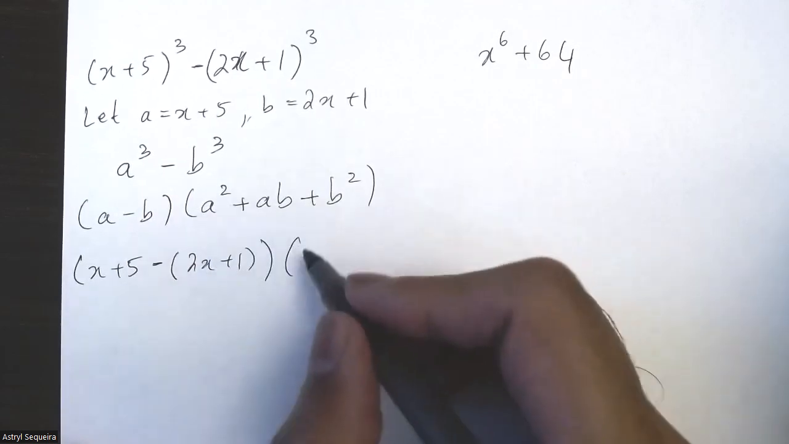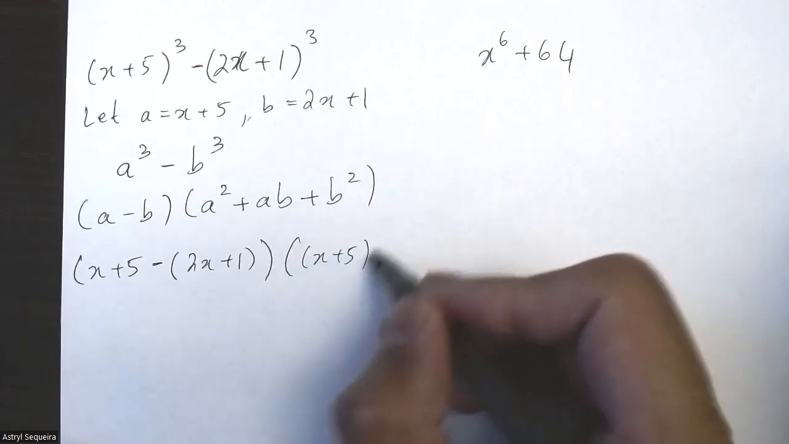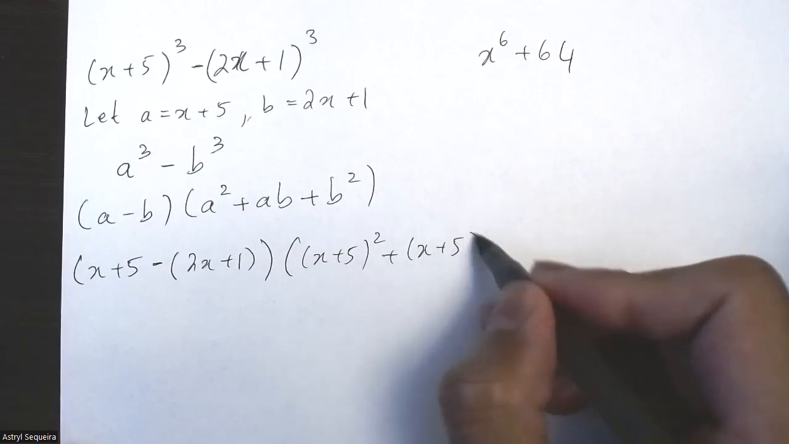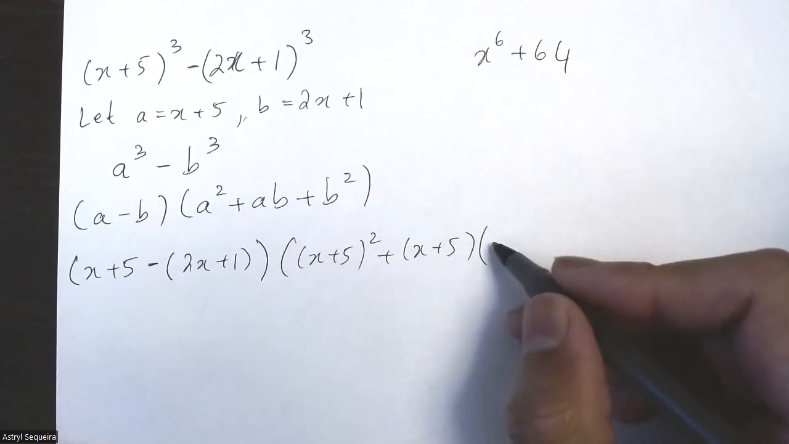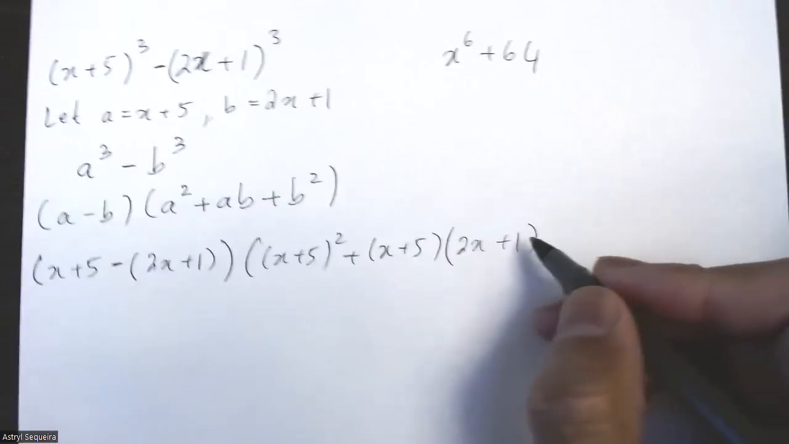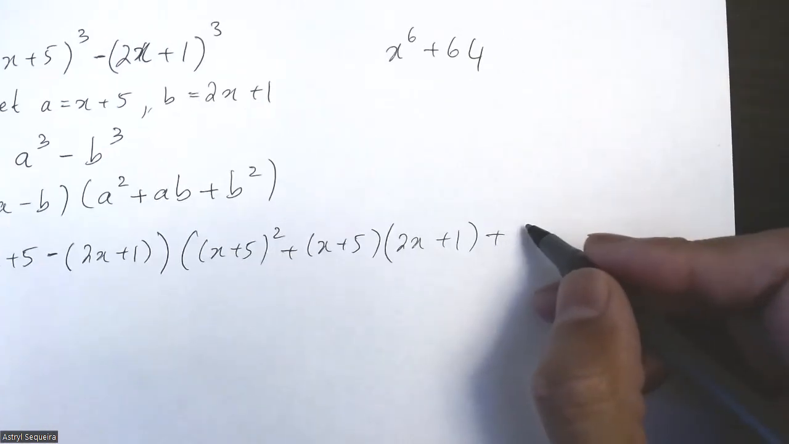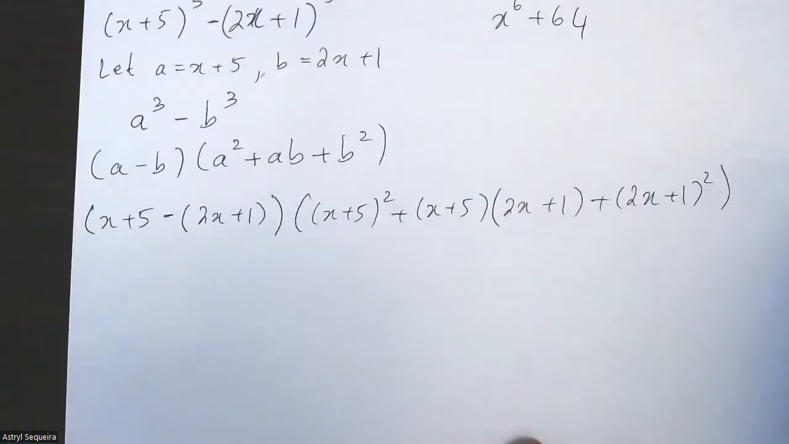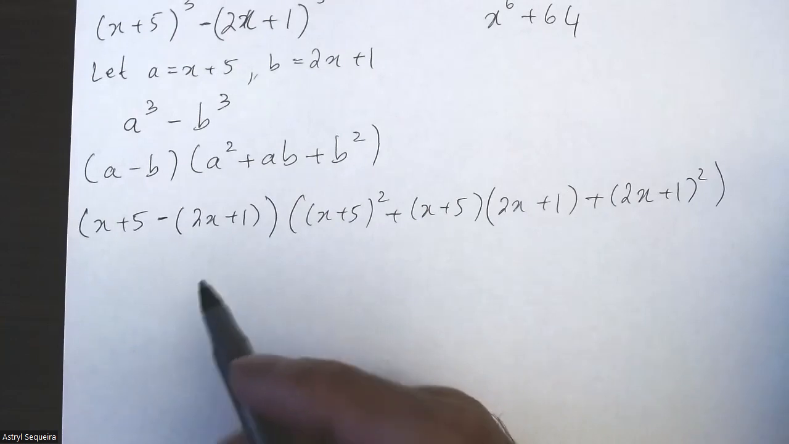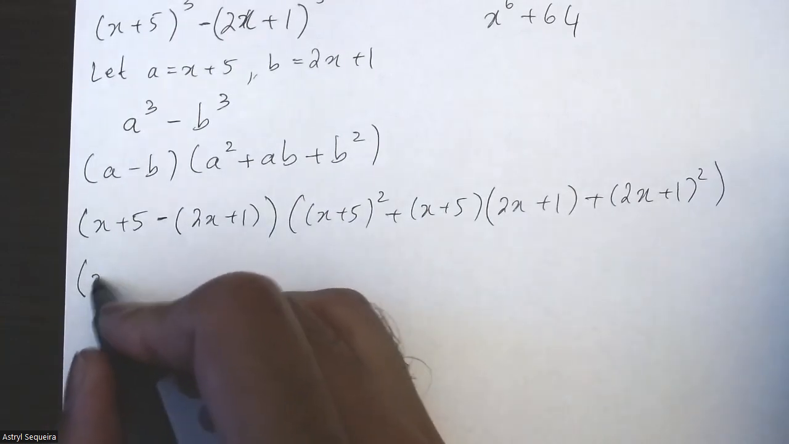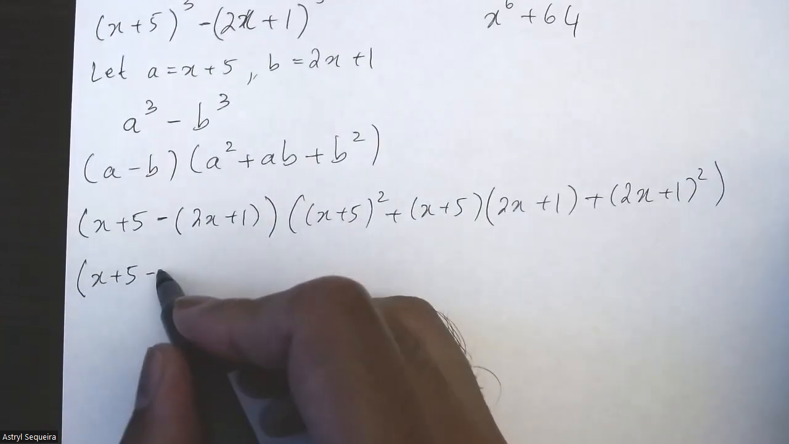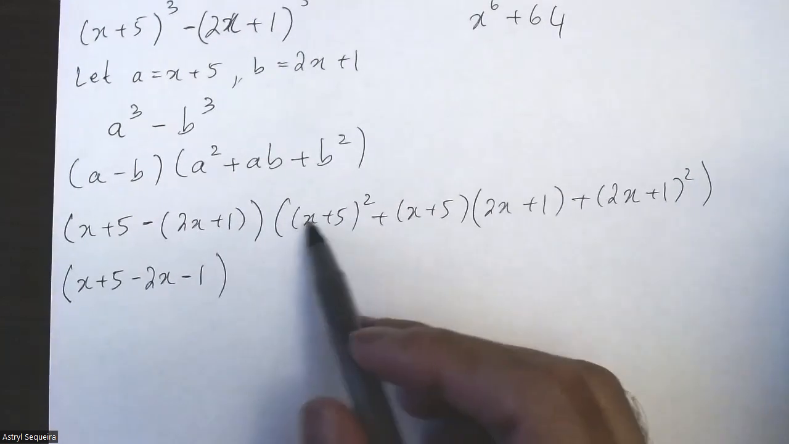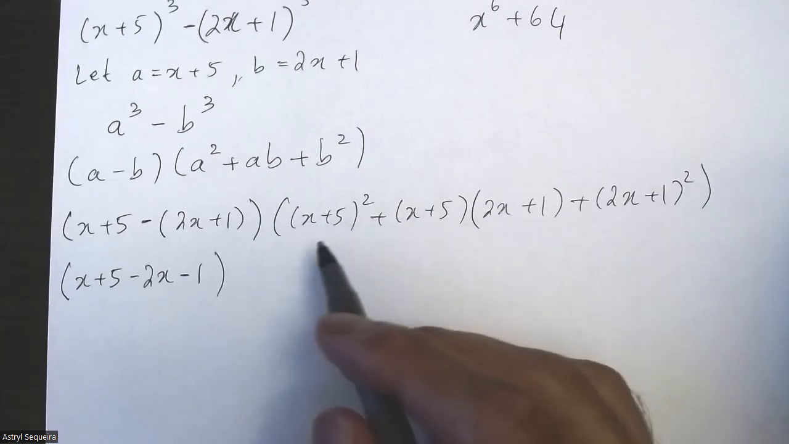And then I have a squared, which is x plus 5 squared, plus ab, which is x plus 5 times 2x plus 1, plus b squared, which is just 2x plus 1 squared. So now we've got to expand everything out and combine like terms. This is just going to be x plus 5 minus 2x minus 1, just to put the negative into this bracket. For x plus 5 squared, I'm going to FOIL that out.